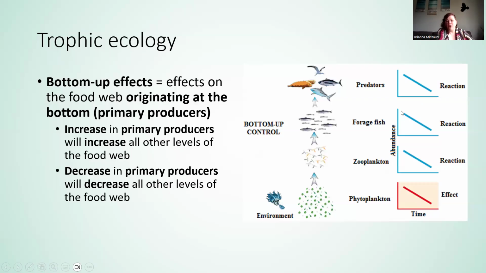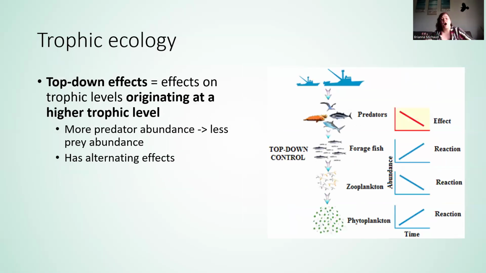So then the zooplankton go down. So then the forage fish go down. So then the predators go down. So these are bottom up effects. What happens at the bottom gets transferred to everything above it. You can also have top-down effects. This is where either something happens at the top or somewhere in the middle, and that gets transferred downwards. But this is a little more tricky because it has alternating effects.